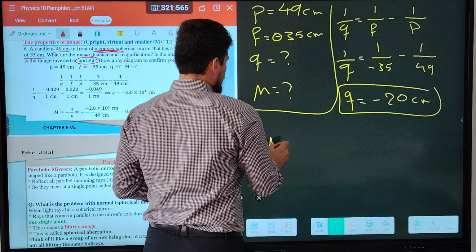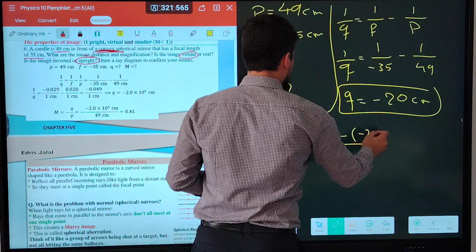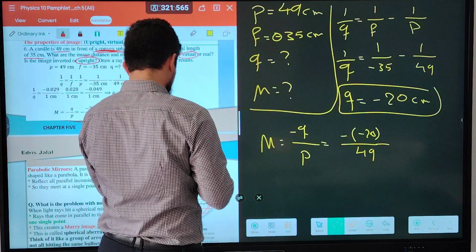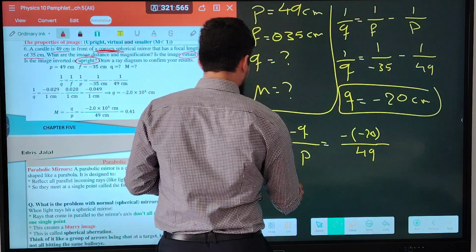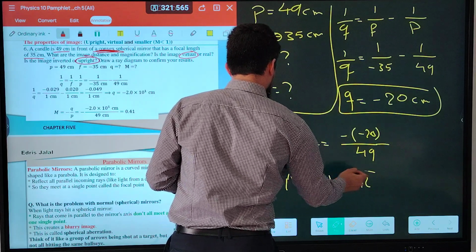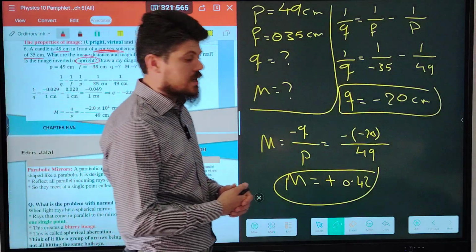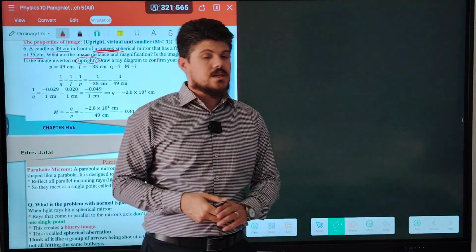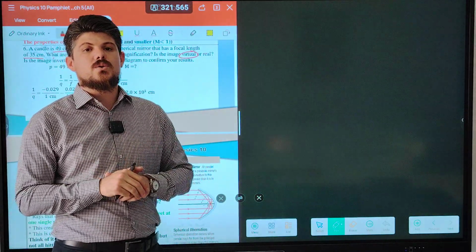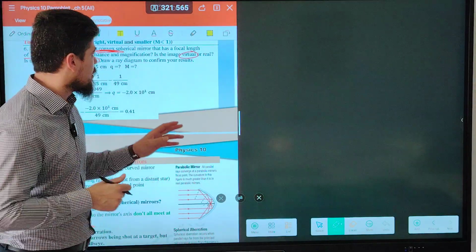Magnification, negative Q over P. Negative 20 divided by 49 is equal to, magnification is equal to positive 0.42. This is the magnification of this image that's created by the convex spherical mirror. Guys, we finished this section, and also we solved all questions about the convex spherical mirror.